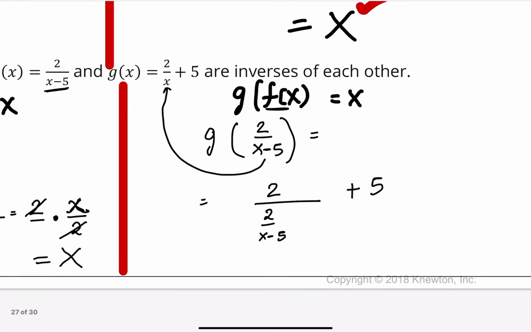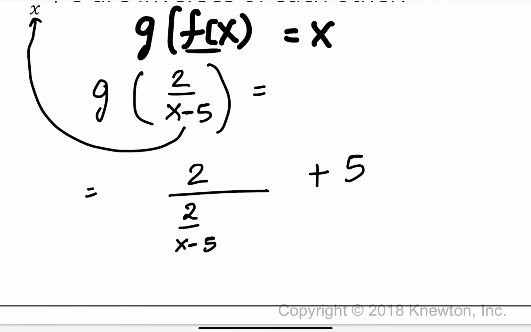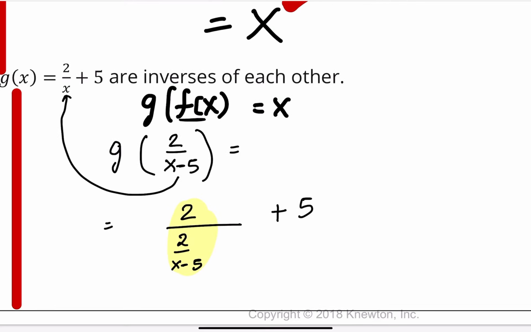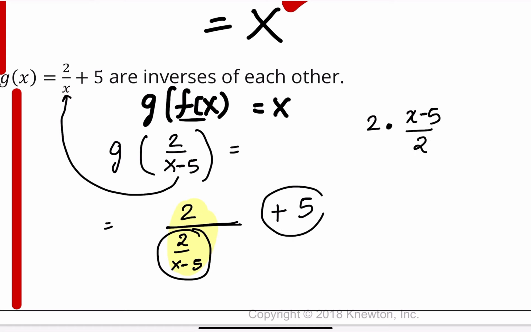Okay? Now, how do I do this one? There's so many fractions. I'm going to just work with this part first. How do I divide fractions? I will move it all the way here. I keep the division, now becomes multiplication, and this whole thing flips. So x minus 5 over 2. And then this plus 5 comes back, plus 5.